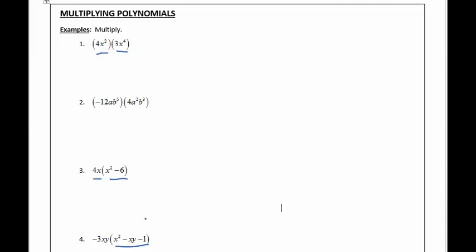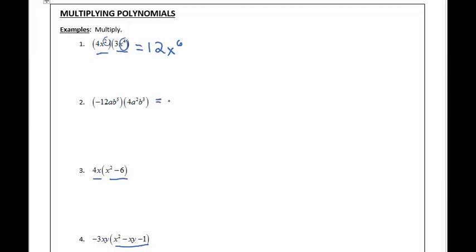Okay, so let's start with the first one. What I'm going to do here is just multiply the two numbers together. 4 times 3 is 12. And then use what I learned in the exponents chapter to multiply these two x expressions, x to the second, x to the fourth. You remember, add the exponents. And that's it. I multiplied those two monomials.